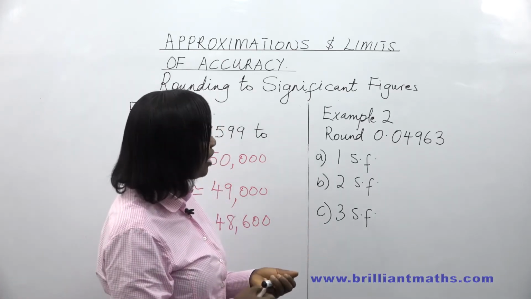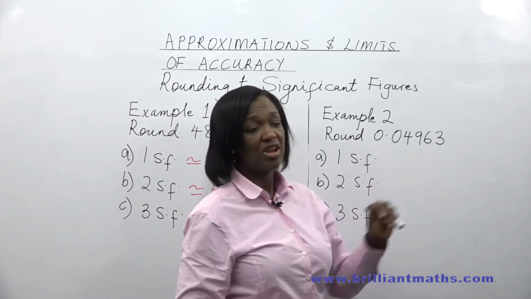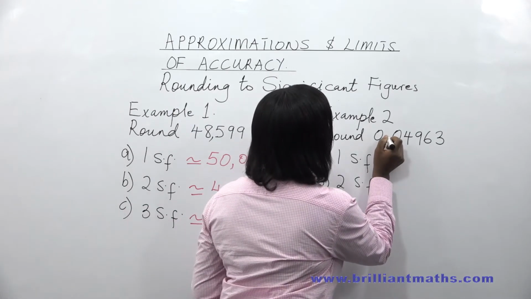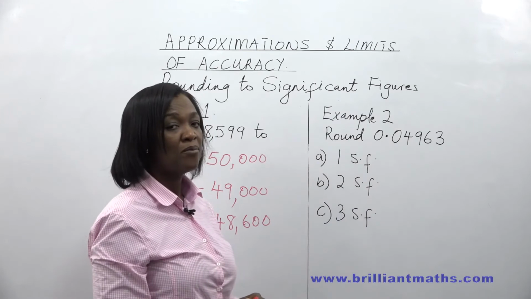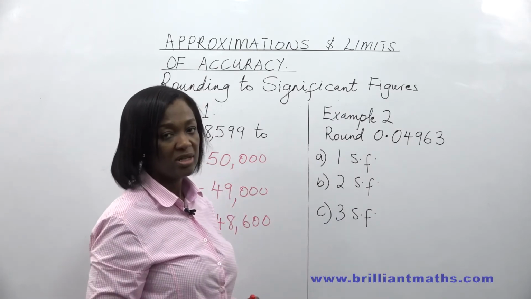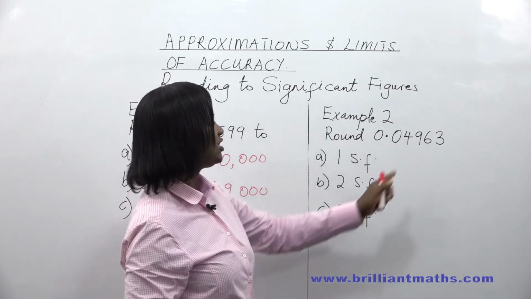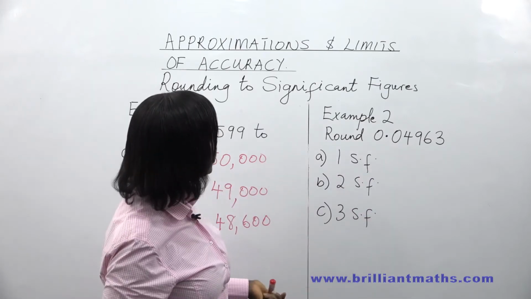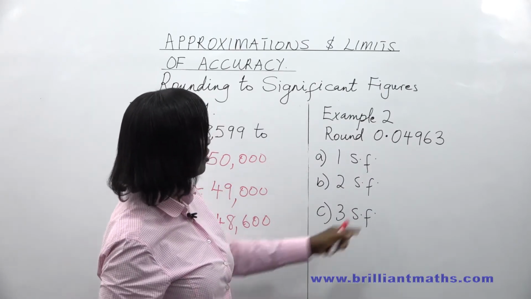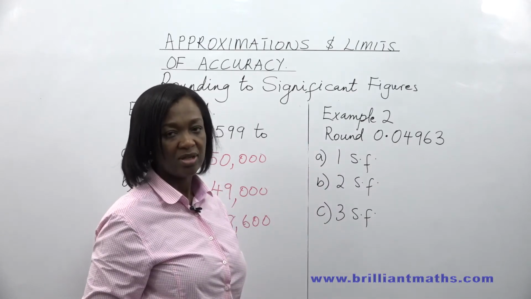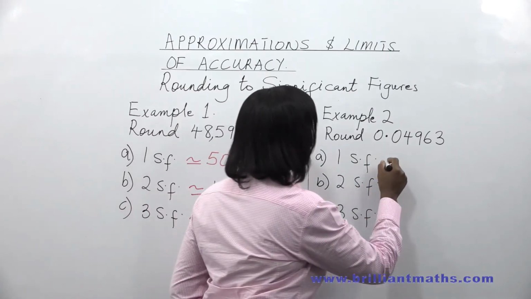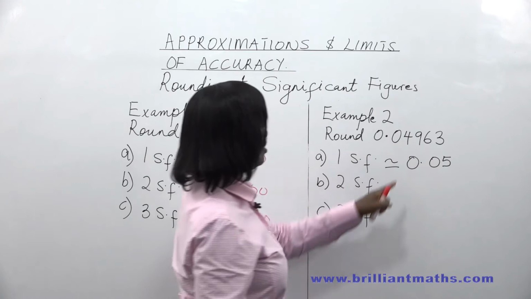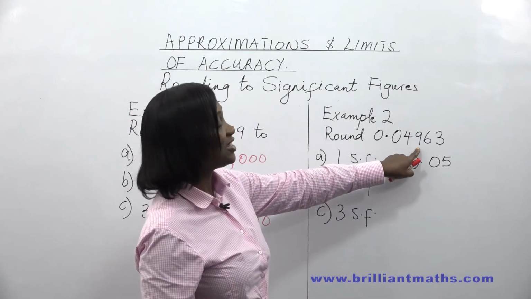In the next example, we're rounding 0.04963 to one significant figure. In the case of decimals, any zeros immediately after the decimal point are not significant until the first non-zero digit. So this 0 is not significant. Ordinarily, somebody will look at it and say, first significant figure, one significant figure, so it's 0. No, it's not. This 0 is not significant. So to one significant figure, that number is 0.05.